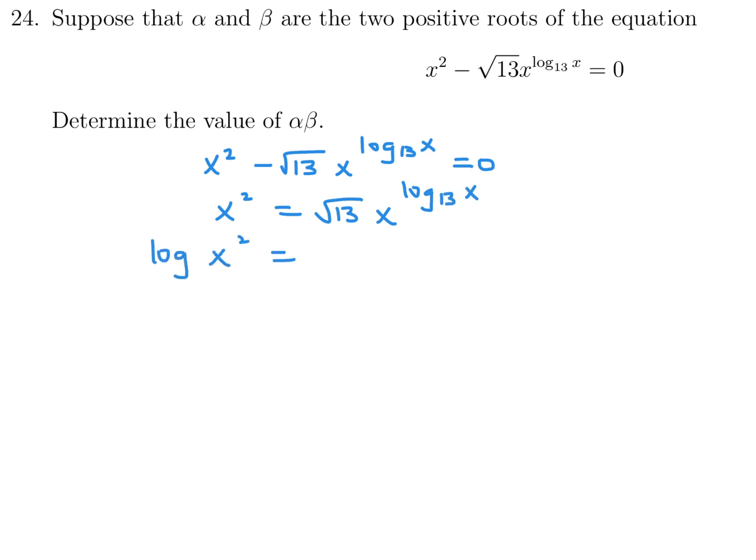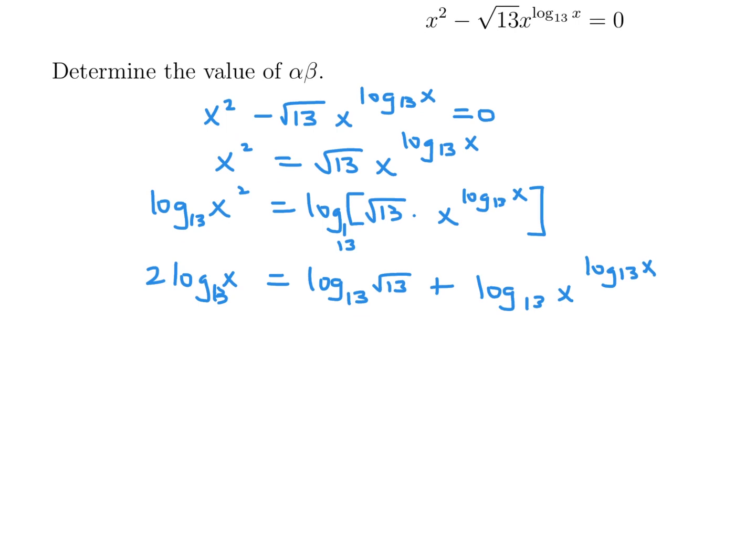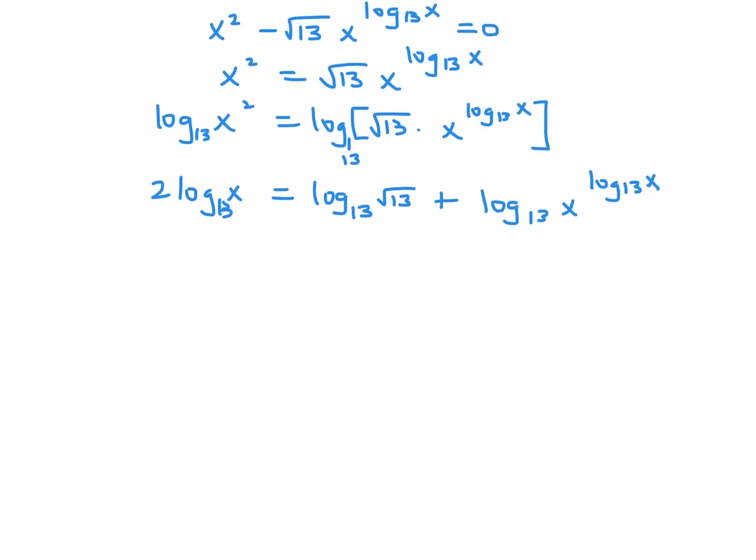So we got x squared and the log of this whole guy, root 13 times x log x to the base 13. Okay, using log rules, that becomes log of x. And I didn't write a base. I'm going to write base 13. Squeeze that in there. Yeah. Okay, so then using log rules here, I got to split this up into root 13 plus the log of this x log x to the base 13. Okay, so then let's see here.